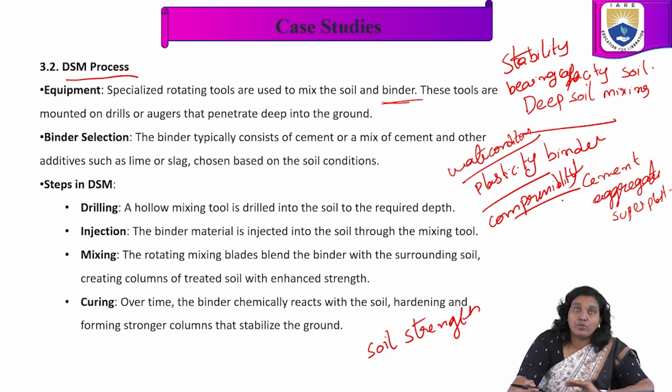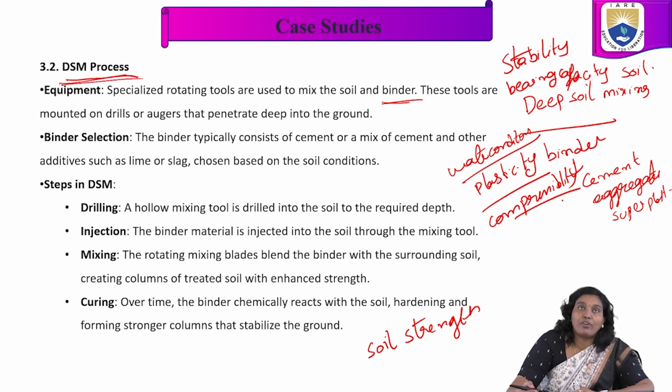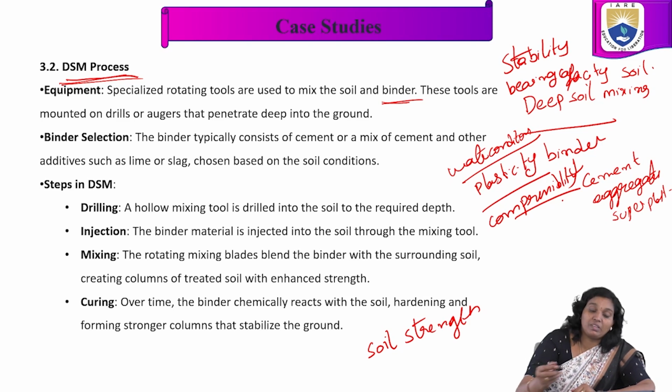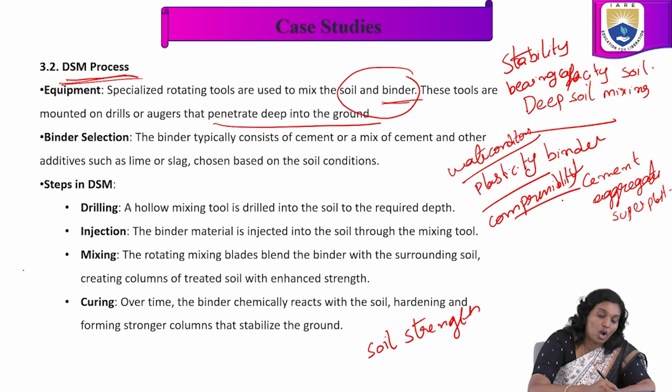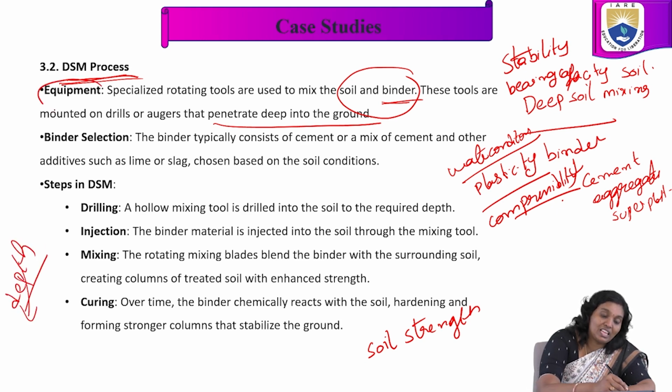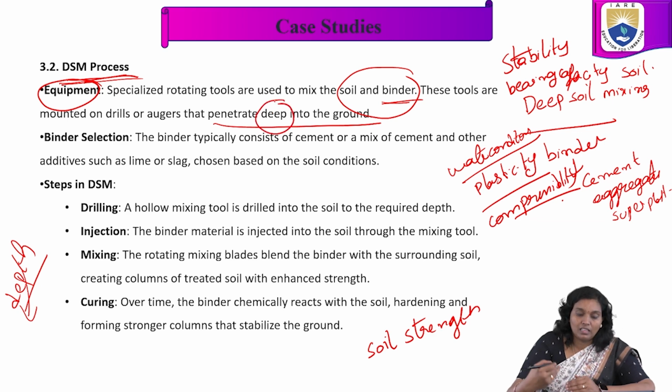So here we use the deep soil mixing process, that is nothing but the DSM process. Here the equipment we use is specialized rotating tools that mix the soil and the binder. These tools are mounted on drills or augers that penetrate deep into the ground. We don't know how much depth is required, so as per that we choose the equipment, and the penetration into the ground is for the required depth.